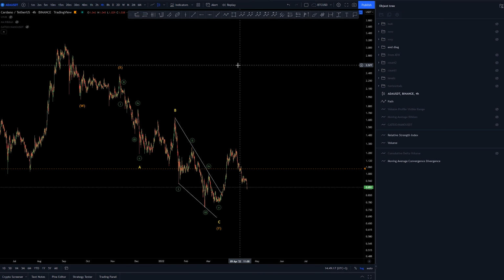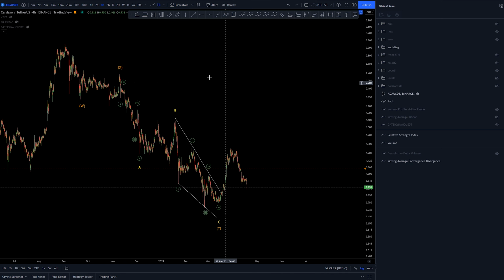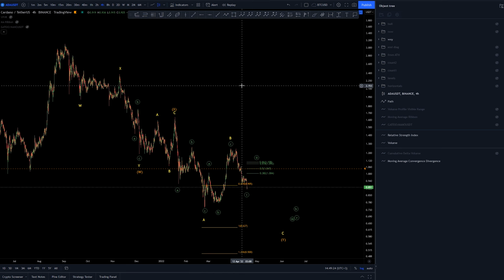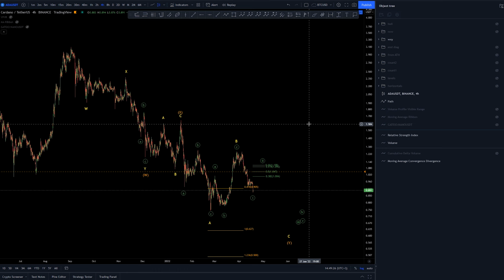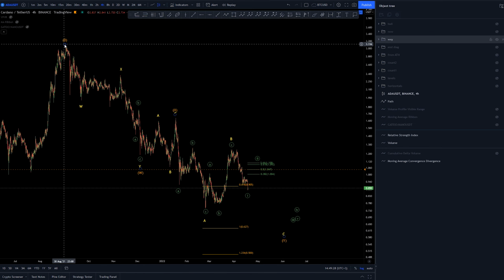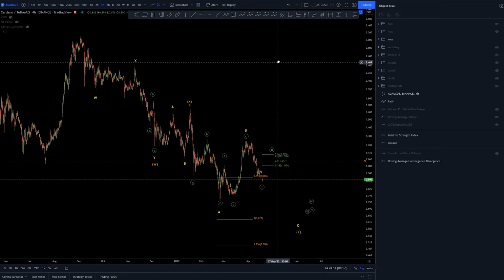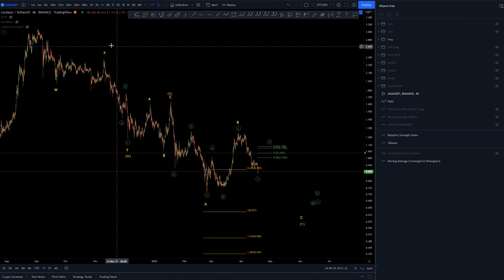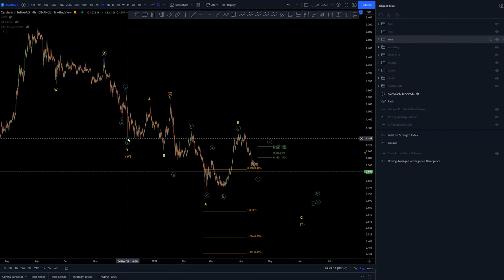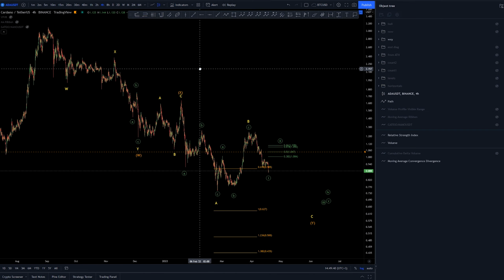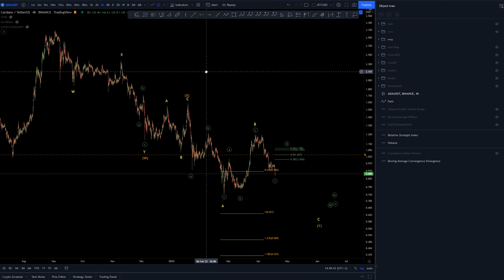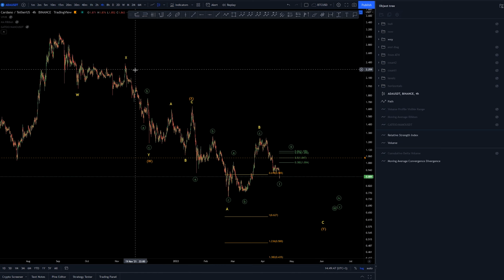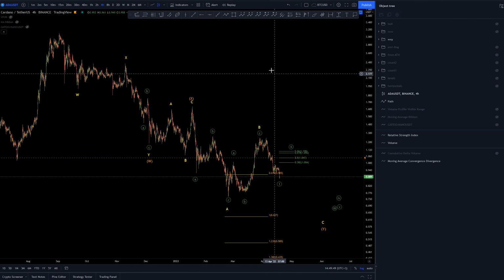So, but again, it has the same issue of wave Y extending so much compared to the rest of the structure. Now here's another possibility. We have W, X and Y. This one, although it looks really impulsive, is marked here as a zigzag. So it could be that, or it could be an impulsive wave. If it's an impulsive wave, then this whole structure is wrong.